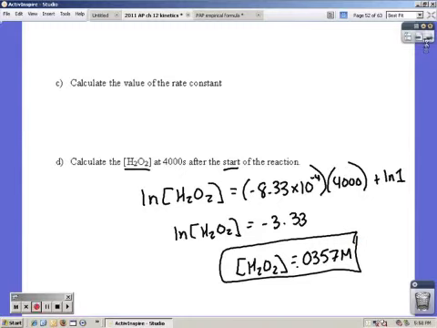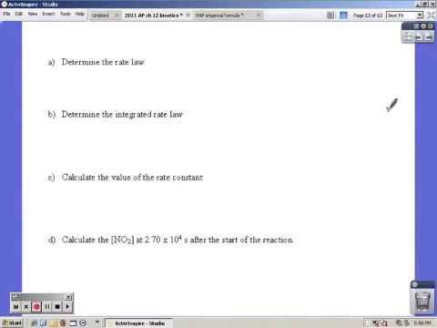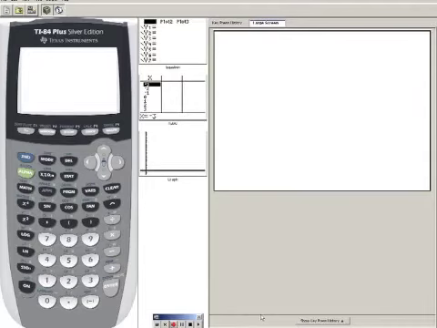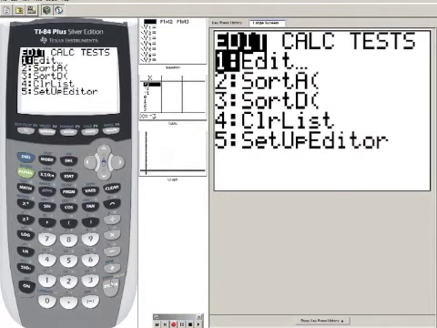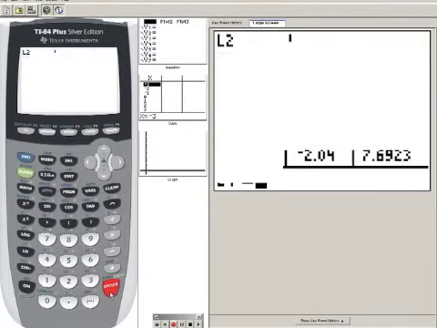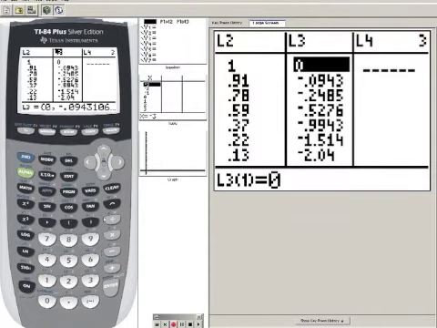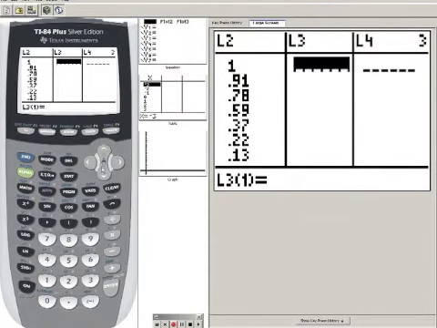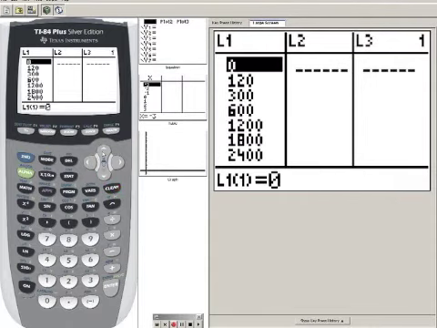All right, let's look at the second one. Okay, again, same thing. We're going to graph those, so we're going to go to Stat, Edit. My lists, I'm going to need to clear them. So up, clear, enter. Make sure you clear them all out.